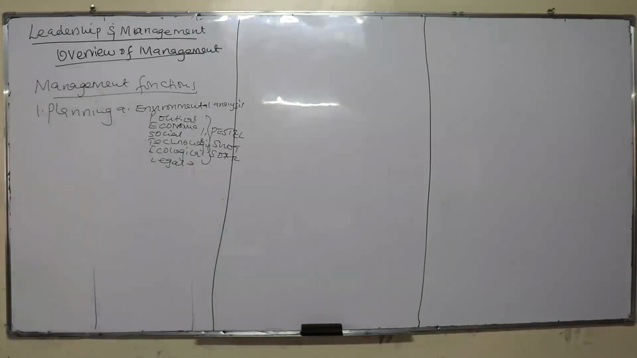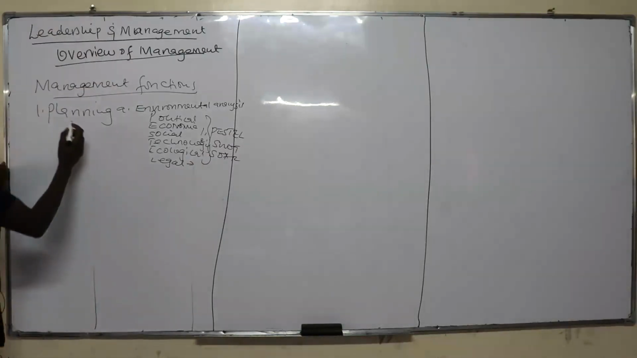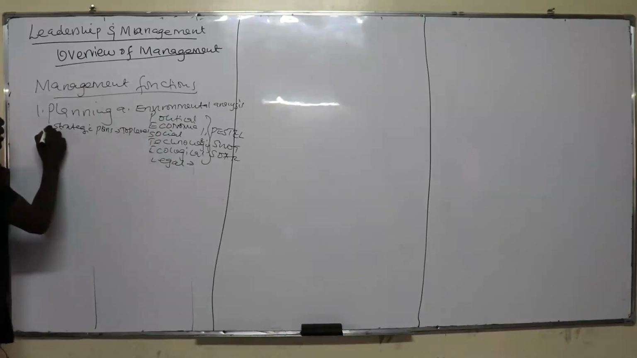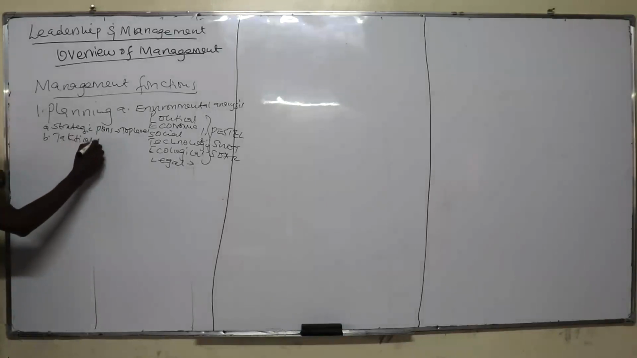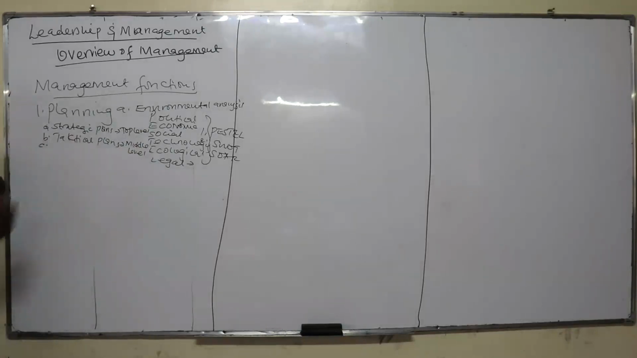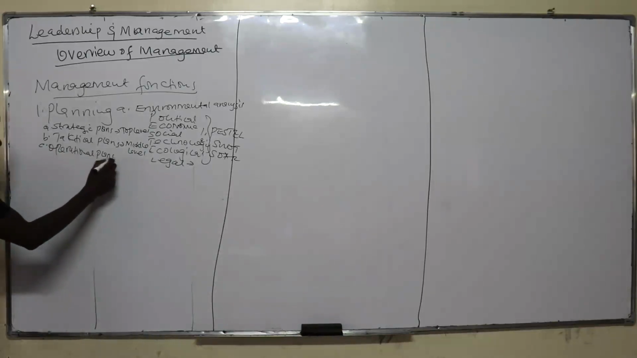Under planning, you also need to know we have various levels of planning. When we plan at the top level, we call them strategic plans. Are you together? So this is the top level. When we plan at the middle level, that is by the HODs, the people after the top level, we call them tactical plans. So this is the middle level. And when we plan at the lower level, we call them operational plans. So this is the lower level.